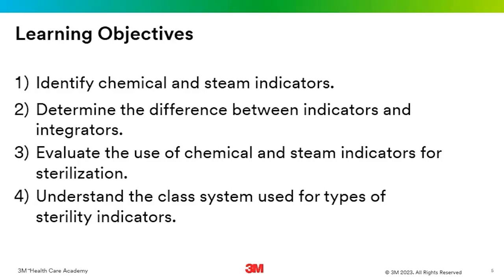In the meantime, let's talk about what we're going to learn today. We will be identifying chemical and steam indicators. We'll also be able to determine the difference between indicators and integrators. Big thing. I called everything an integrator when I first started in sterile processing. I think I just liked how it sounded. We'll also be able to evaluate the use of chemical and steam indicators for sterilization. And lastly, we'll understand the class system used for types of sterility indicators.